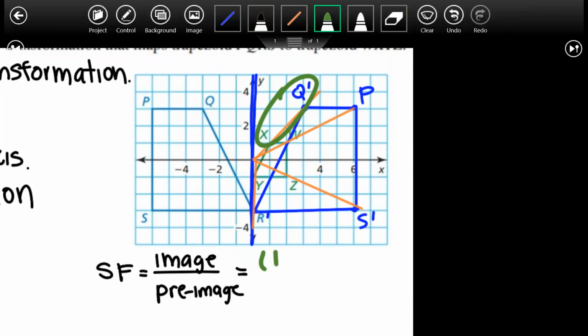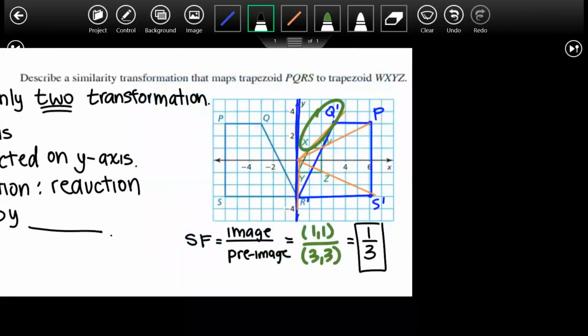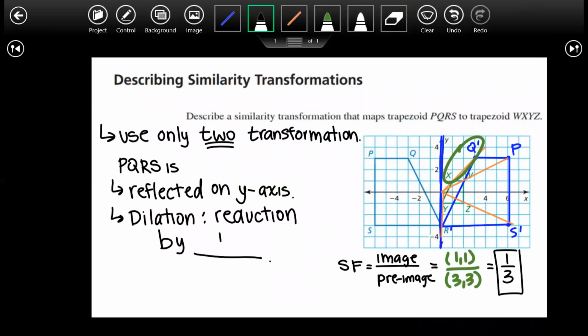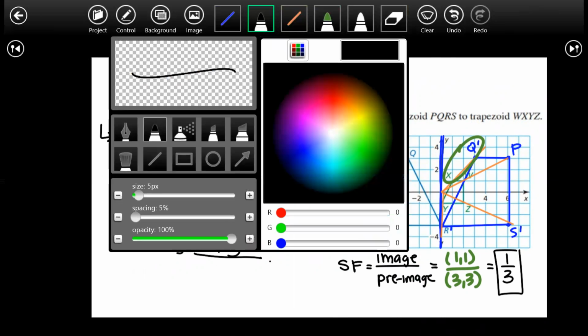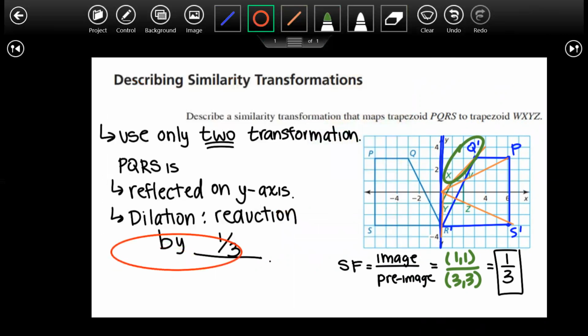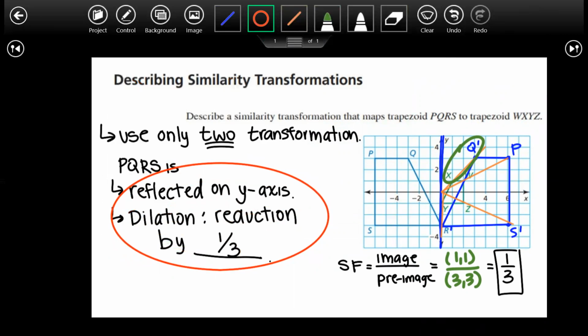X's point was 1, 1, right? What was Q's point? 3, 3. So if we use one of the ratios, what is it going to give us? So what's my scale factor? To simplify this up, it's a dilation reduction by 1/3. Your final answer is going to be the transformation itself. Can you describe to me how you got that similarity transformation? This is what we're going to work on and apply tomorrow.